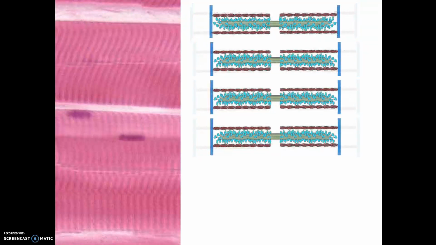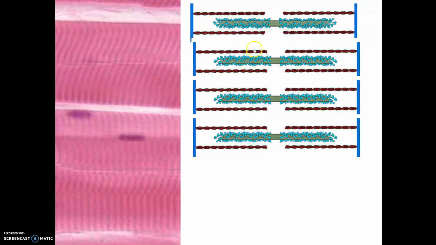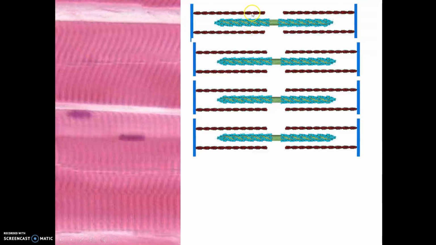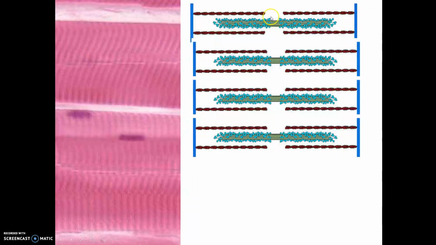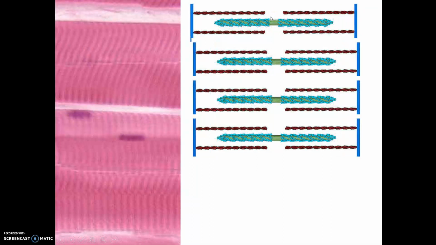And here it is in a kind of cartoon format. The myosin heads bind to the actin. When they bind, they pull the actin fibers closer together. They close that gap. So that's a contraction of that sarcomere.